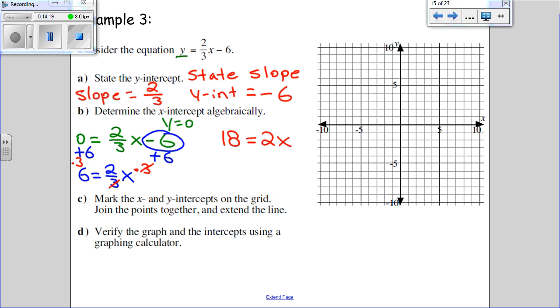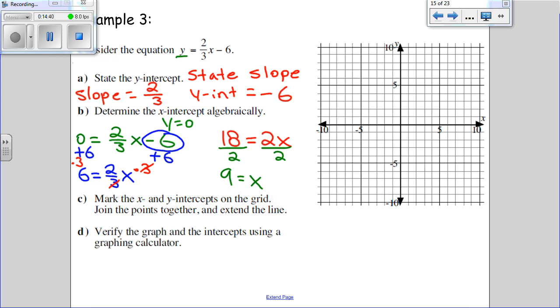If I want to get rid of a times by 2, which is what I'm left with, what's the opposite of times by 2? Dividing by 2. And the opposite operation is how you move things from one side to the other side. That means 9 equals x. That means I have an x-intercept right here.